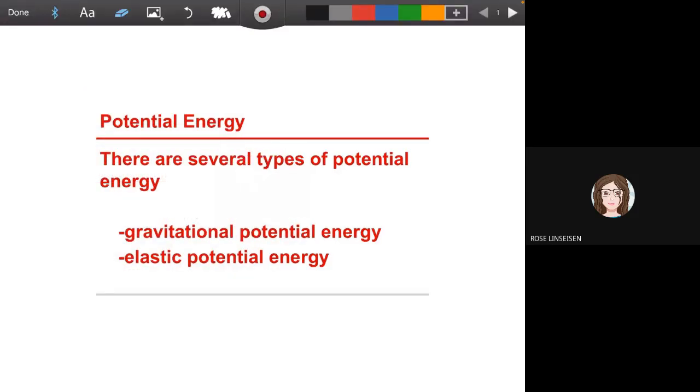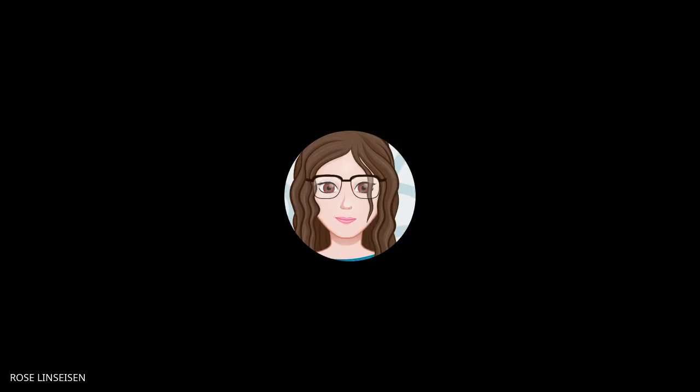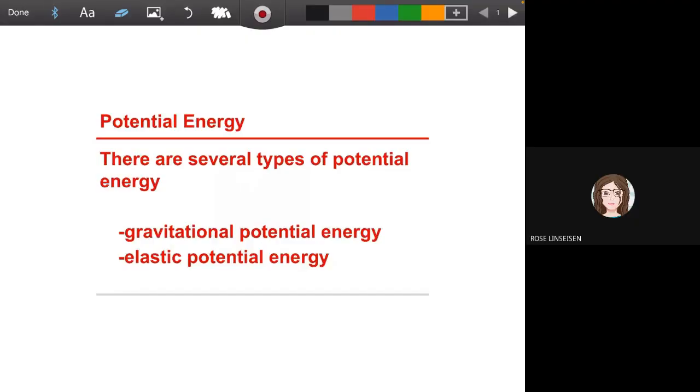So there's lots of different kinds of potential energy. We are primarily going to look at gravitational potential energy, but there's also elastic potential energy. Gravitational potential energy depends on the position of the object, so that's the height. And elastic potential energy is stored in anything that's elastic, and it's stored by either stretching the elastic object or compressing it.